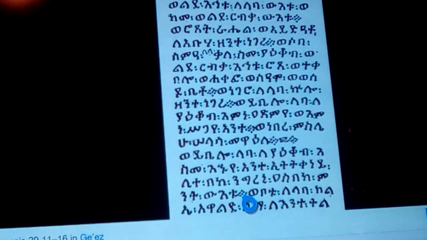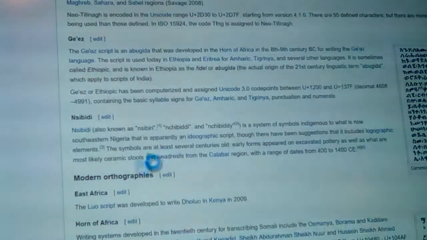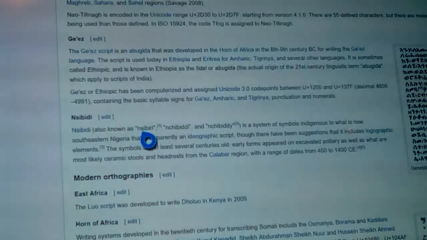And there's all these grouping patterns of dots too that would come apart. But this is actually Genesis in Ge'ez language. So anyhow, let's look on here. Nsibidi, it's known as Nsibiri, Nshibidi. It's a system of symbols that they have in Nigeria. And it's really just a symbolism type language, ideographic script. So it's symbols. And it's not a carry-on language, it's pictures.